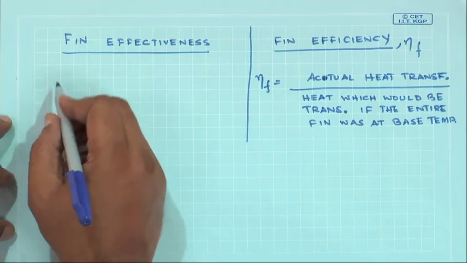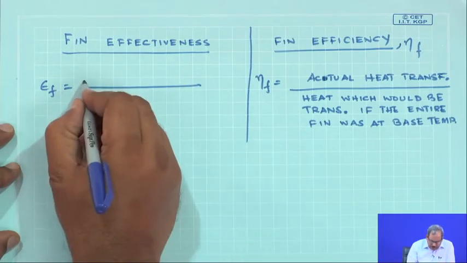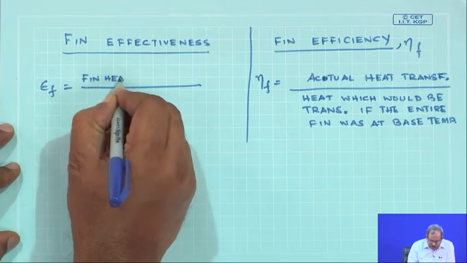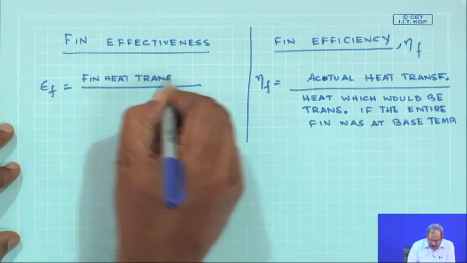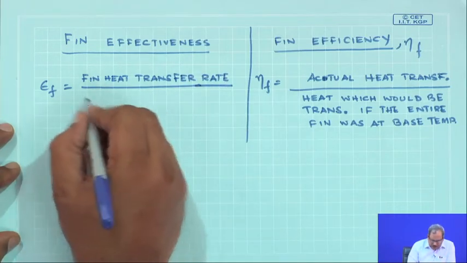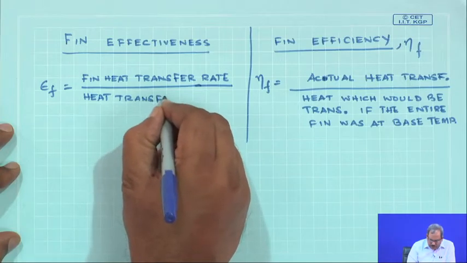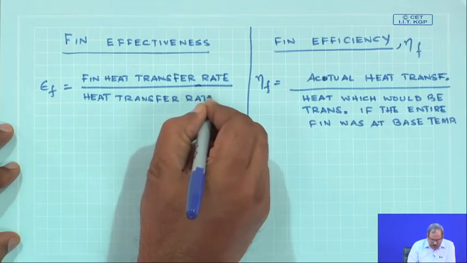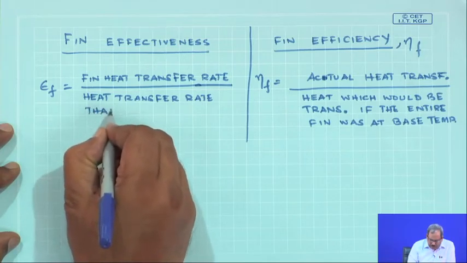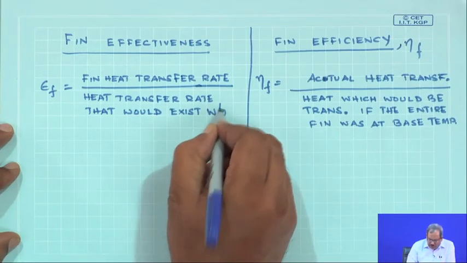So, now let us think about what is fin performance. This would allow us to decide whether or not use of a fin is prescribed. So, the fin effectiveness, epsilon f, is defined as the fin heat transfer rate over the heat transfer rate that would exist without the fin.